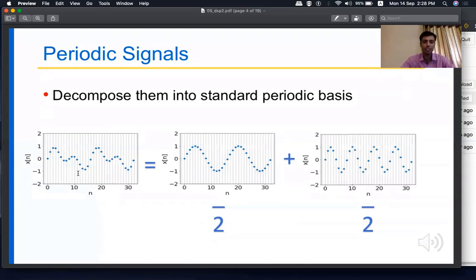We can decompose any periodic signal into sinusoids, which are also periodic with the same period or integral factors of that period, that is, the same frequency or multiples of that frequency. Let's say T naught is 16. This has a period of 16: sinusoid of period 16, sinusoid of period 8, period 4, period 2, period 1, like that. All the sinusoids with periods that are integral factors of that period can come together to create that signal exactly, if it is a periodic signal.